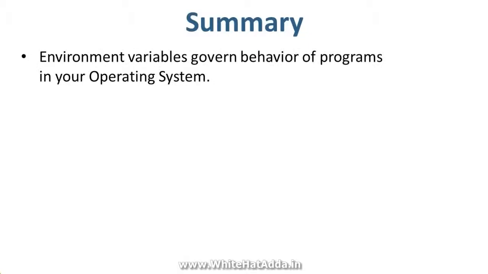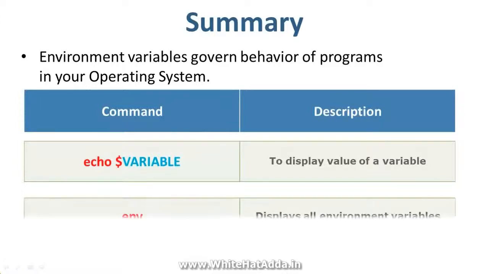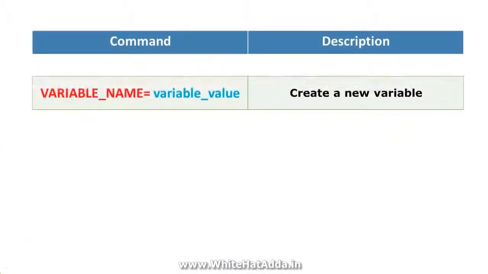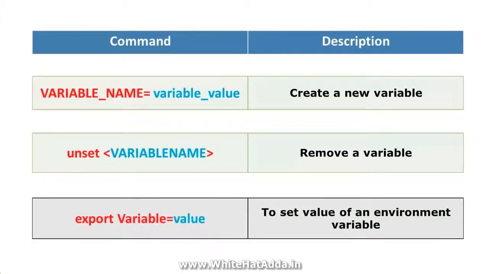Let us do a quick recap. Environment variables govern behavior of programs in your operating system. Let us also go through the commands that we have learned. The echo variable command is used to display value of a variable. The env command displays all environment variables. The variable name equal to variable value command creates a new variable. Unset followed by the variable name removes a variable from the system. Export variable equal to value is used to set value of an environment variable.